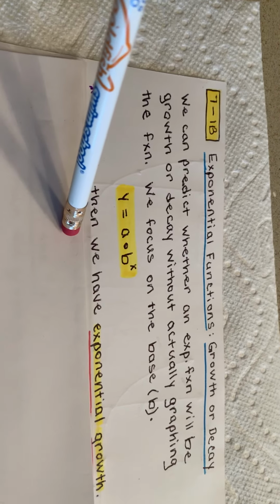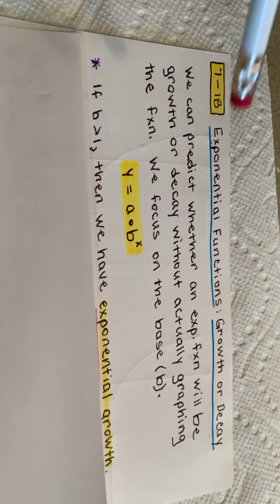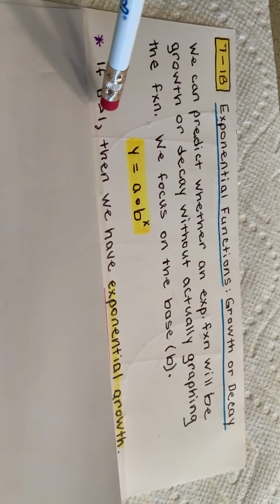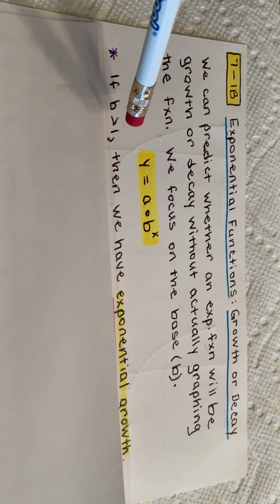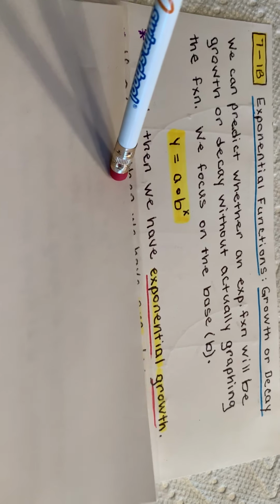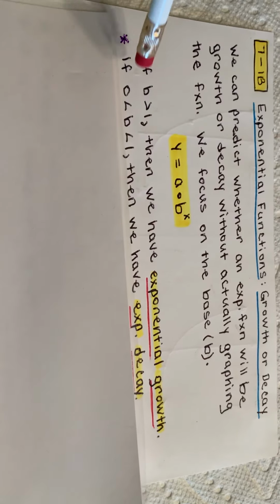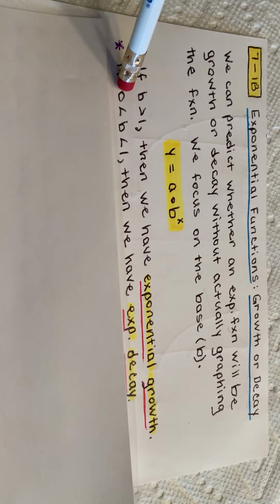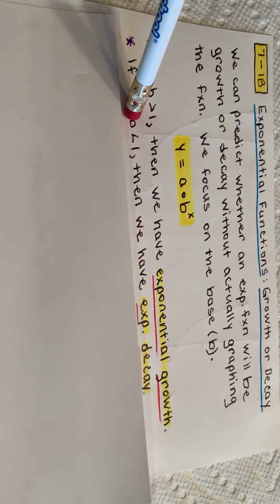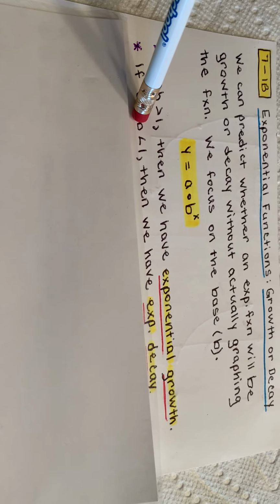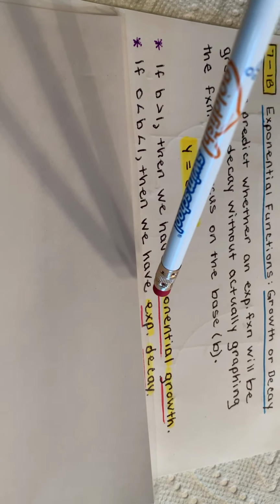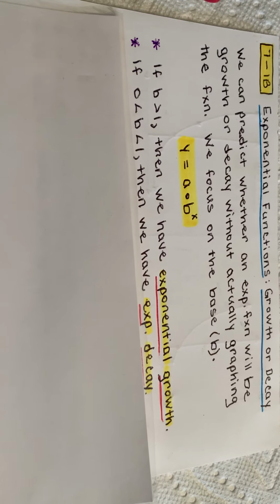Exactly what I just said is stated here in written form. If B is greater than 1, meaning it's a whole number, 1, 2, 3, 4, 5, 6, then it's exponential growth. If B is between 0 and 1, that's any fraction, like 1/2, 1/3, 1/4, those fractions are in between 0 and 1, then we have an example of exponential decay.